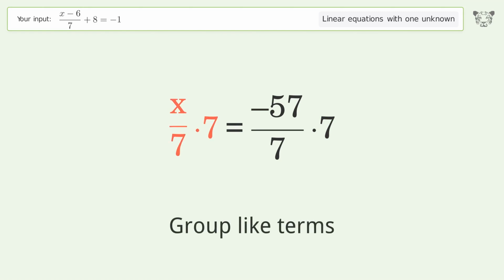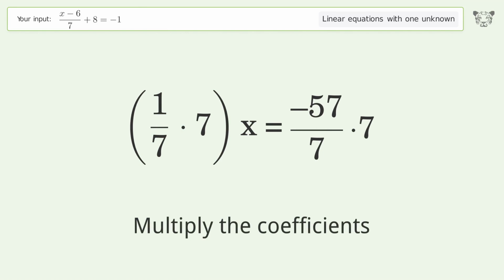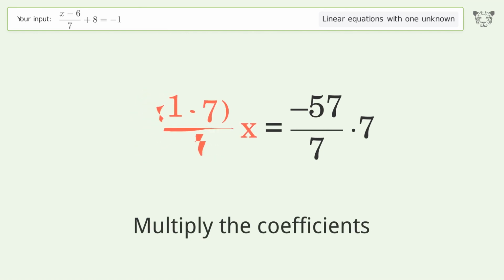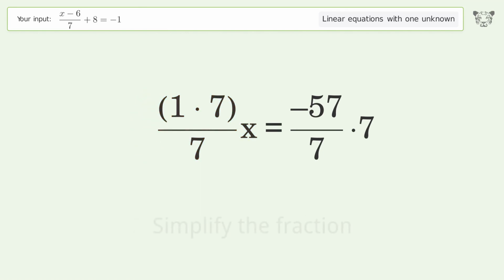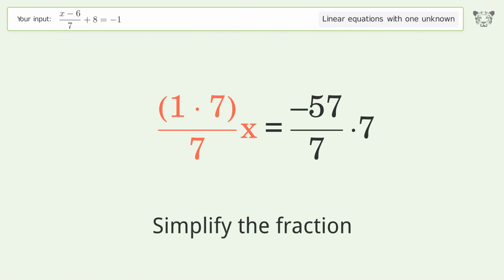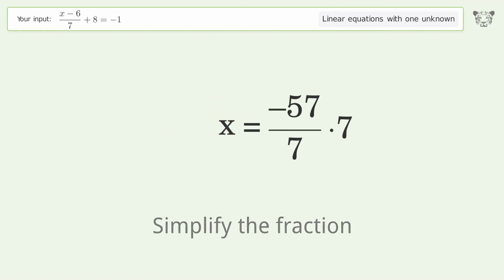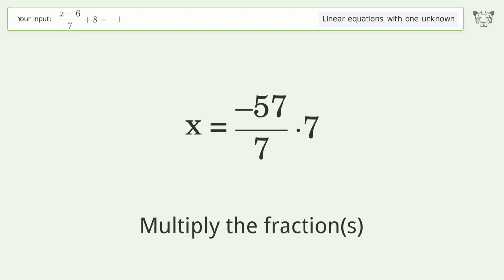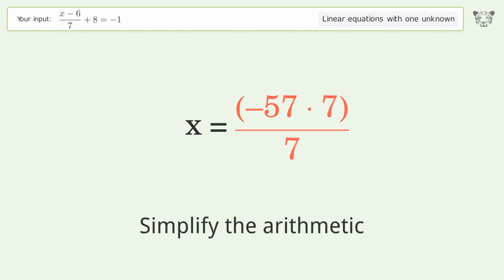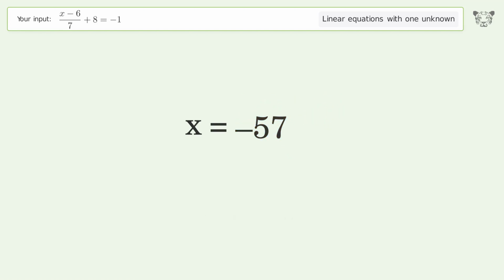Group like terms. Multiply the coefficients. Simplify the fraction. Multiply the fractions. Simplify the arithmetic. And so the final result is x equals -57.